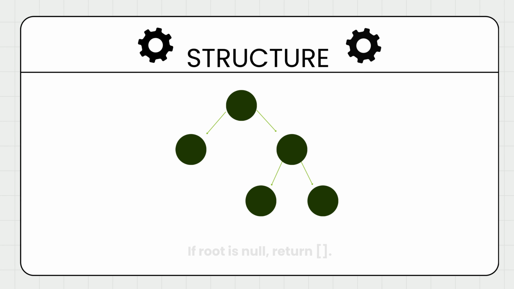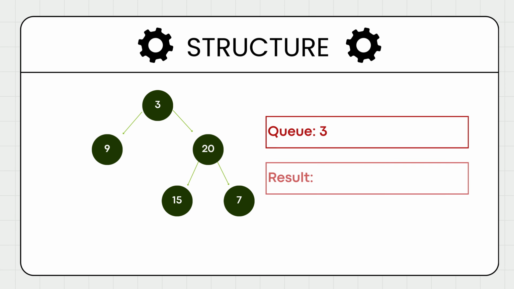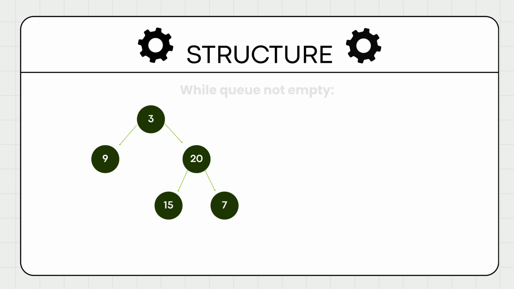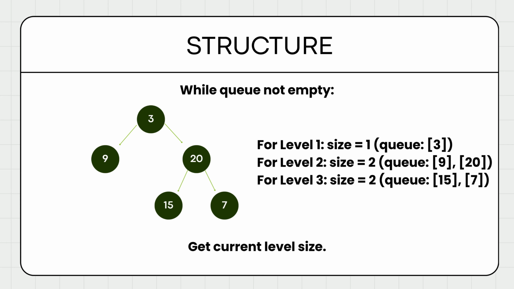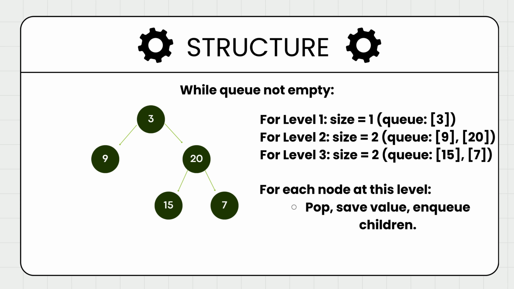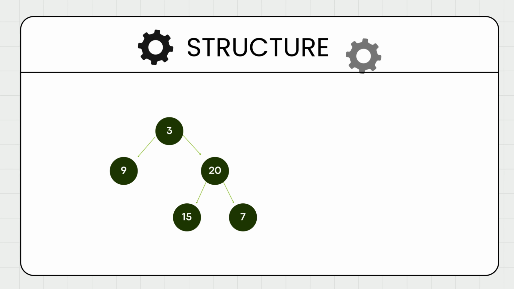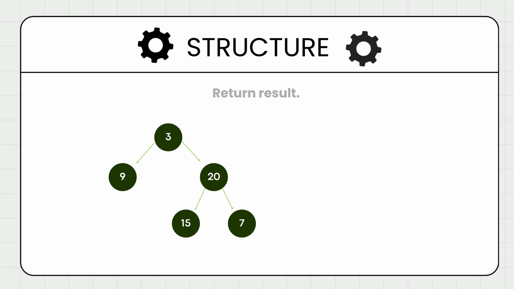Here is the structure. If root is null, return. Initialize a result list and a queue with root. While the queue is not empty, get the current level size. For each node at this level, pop, save the value, and enqueue the children. Add this level's list to the result.